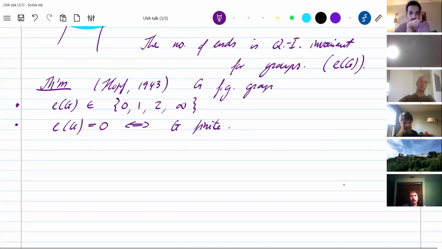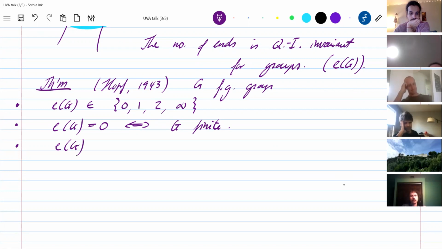So we have no ways of tending off to infinity, if you like. Now, the number of ends being 1, that's kind of the generic case. That's kind of the case where we can't really say anything specific about the structure. So nothing really to say there, but 2 ends, this is equivalent to G being virtually Z, or in other words, containing a finite index subgroup that's isomorphic to Z.